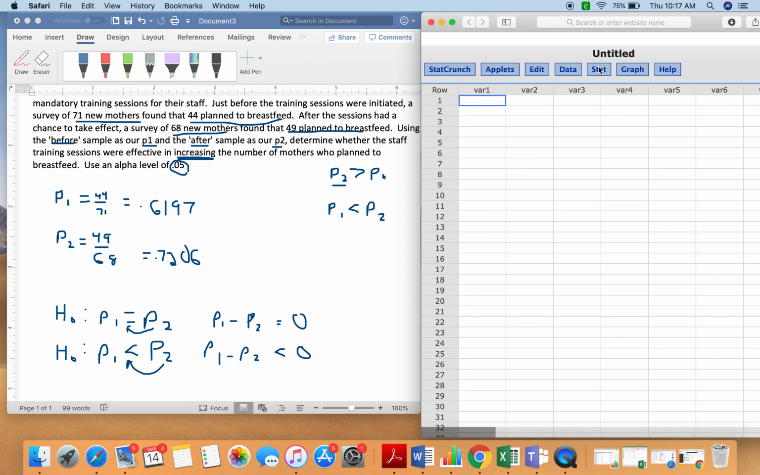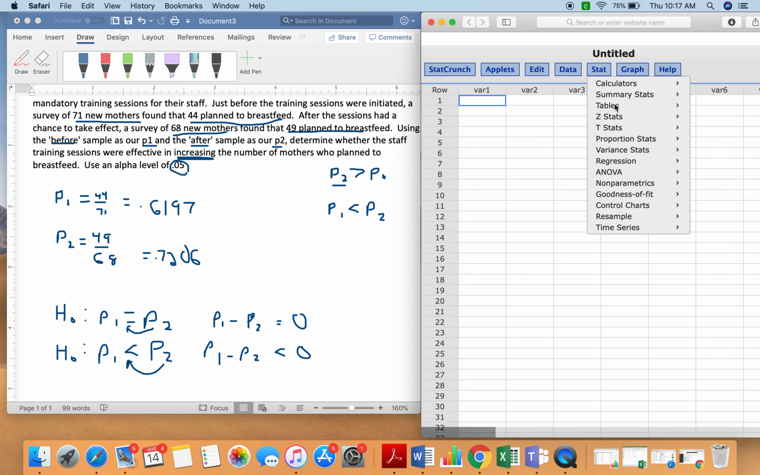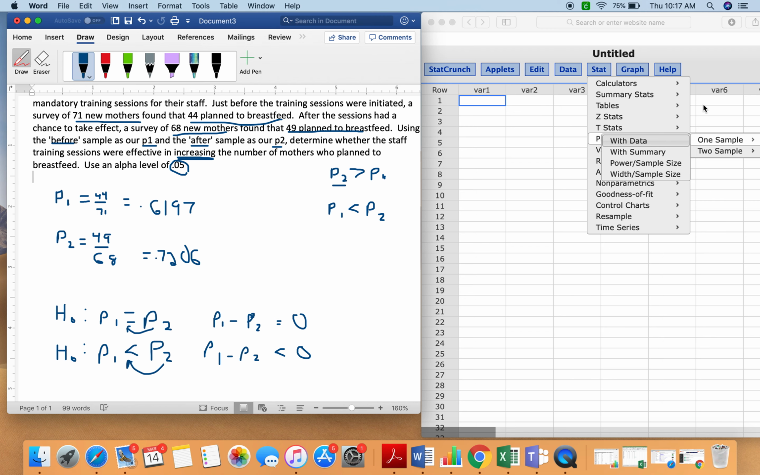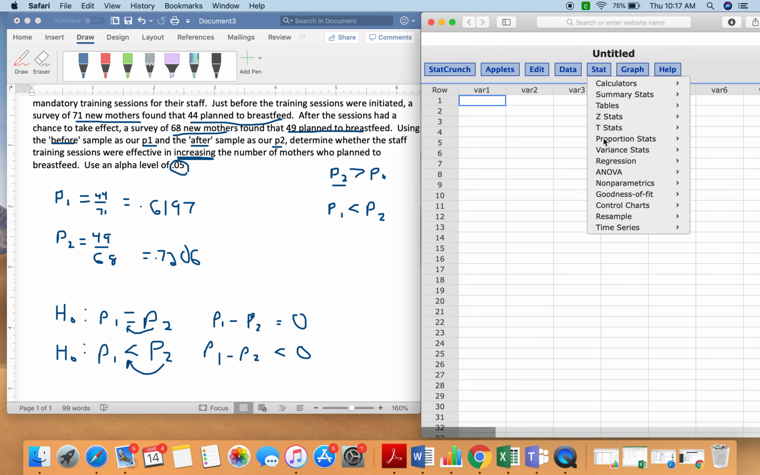So we're going to go Stat, and we're going to use Proportion because we're working with proportions here. The way you can tell it's a proportion is we have 44 of 71. Whenever you say something like this of that, that's going to be your proportion. The key to these often is figuring out which calculator you need to use. We have our P in our hypothesis testing, so we want to do proportion stats. In this case, we have two samples.